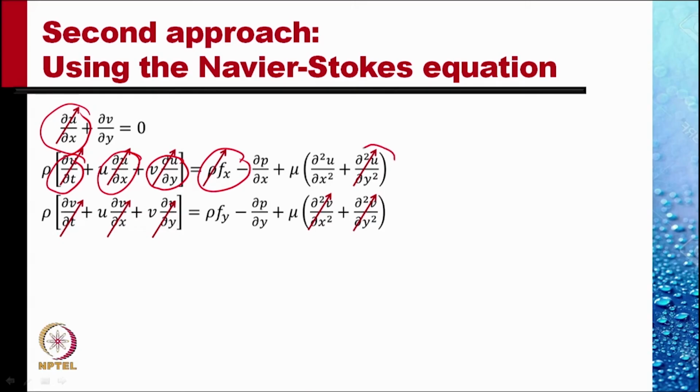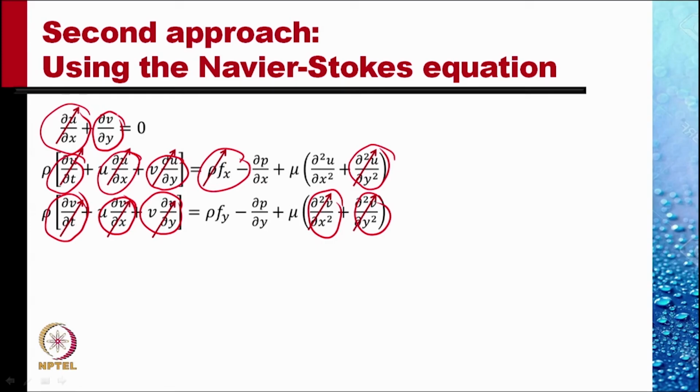This term disappears because u does not vary in the y direction. This term disappears because of the steady flow, or rather there is no v component of velocity. These terms also disappear because there is no component of velocity. Because del u by del x is 0, so del v by del y is 0.